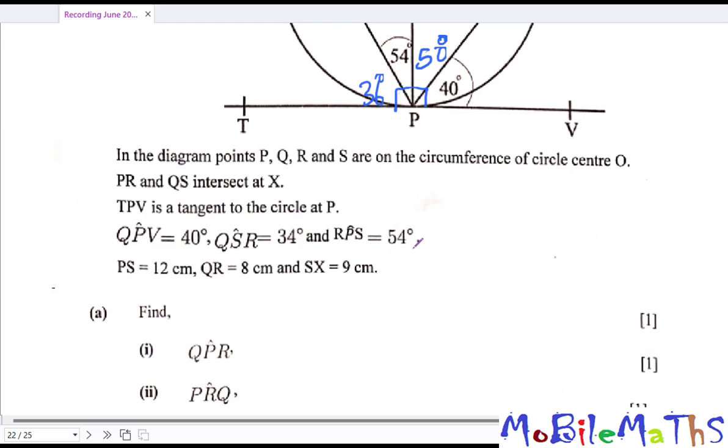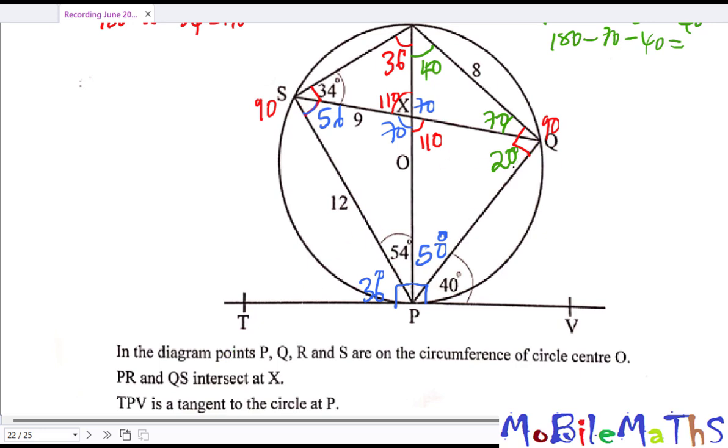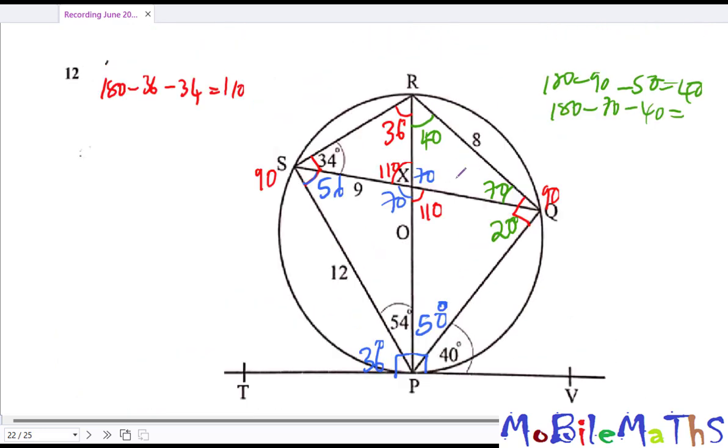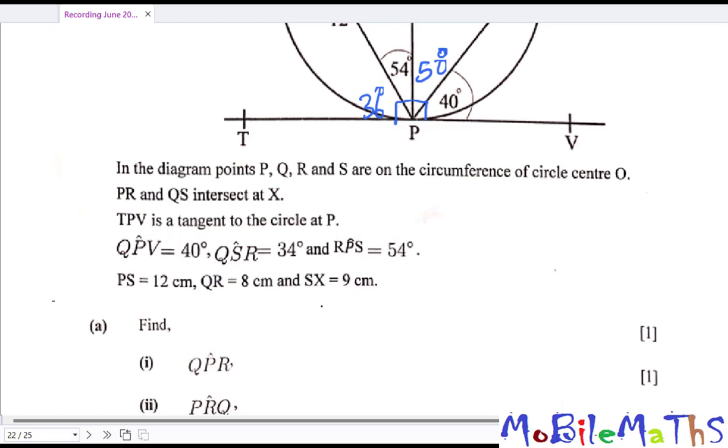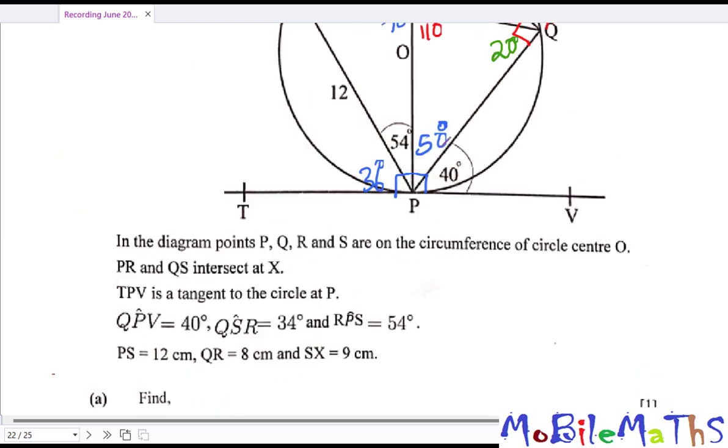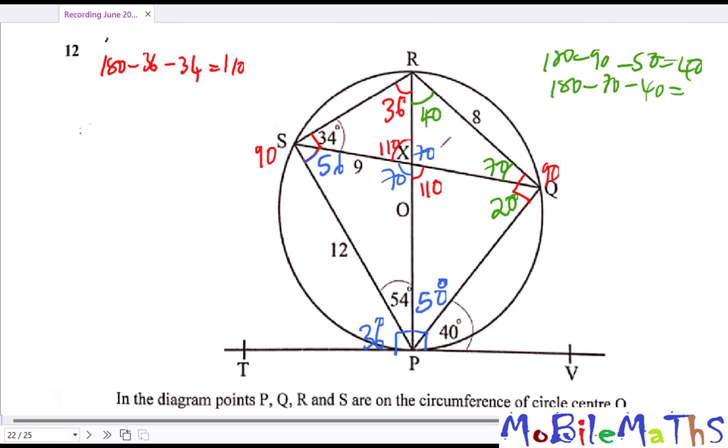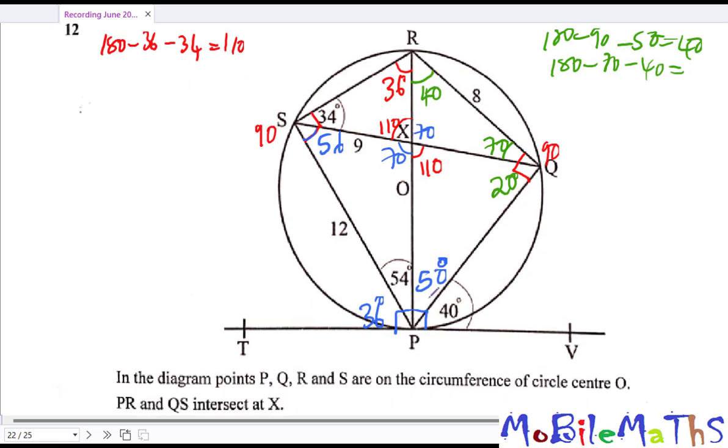So the first question is saying, what is QPR? Let's look at QPR. QPR is 50 degrees. So we can say this is 50 degrees. I gave you the reasons when I was working out these questions. You can even say it's an angle on a tangent. That's how we get it.